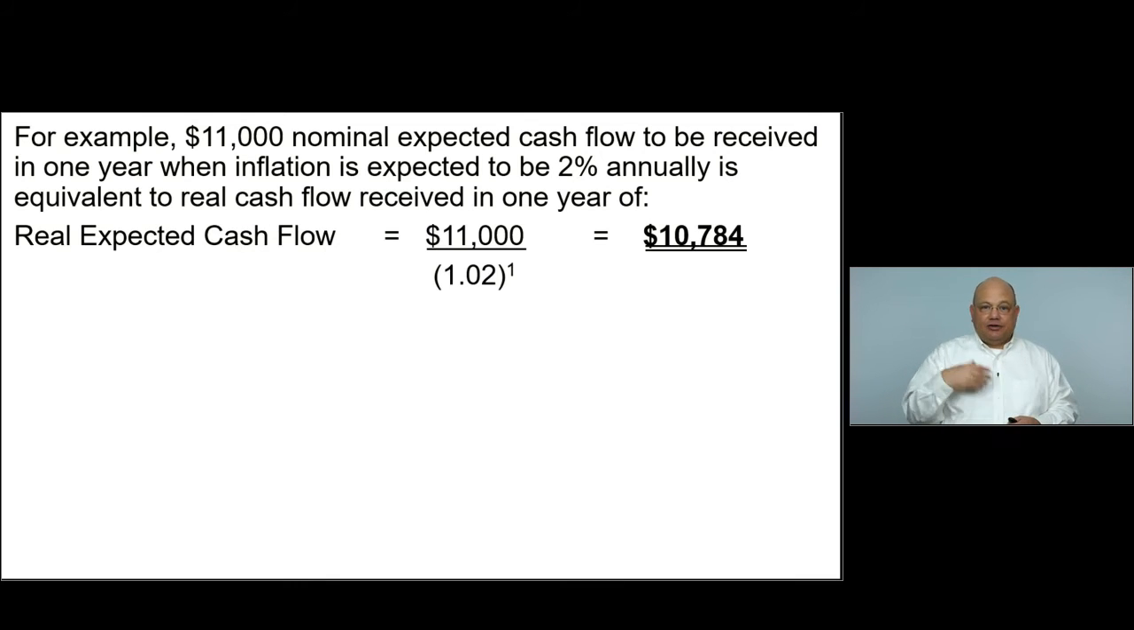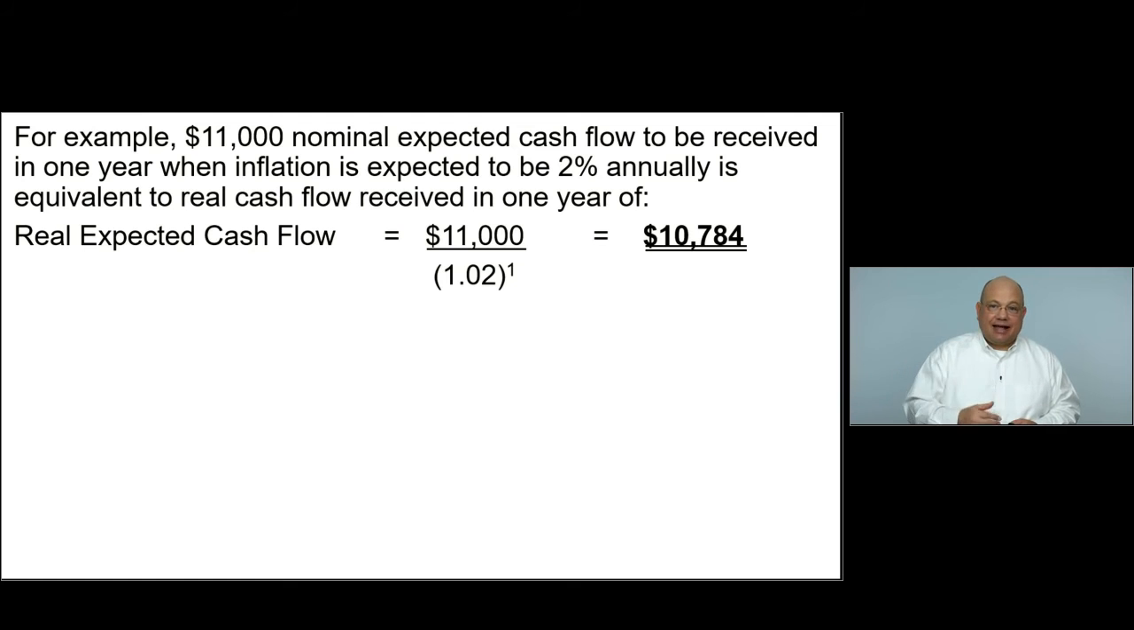We take that $11,000, we divide it by 1 plus the inflation rate, and it's raised to the power of 1 because it's only 1 year. So that $11,000 nominal amount to be received in a year is really only $10,784. Okay? Because there's a 2% inflation.